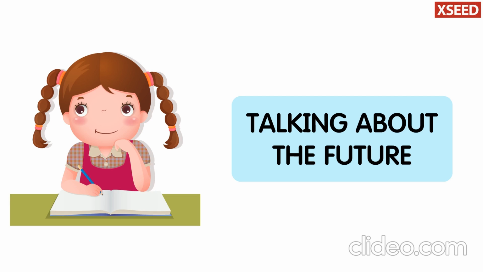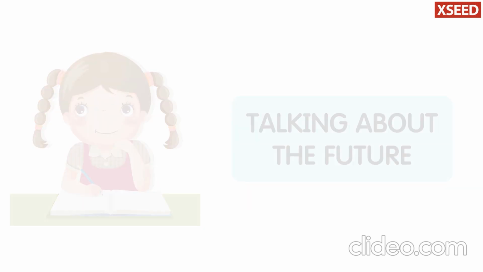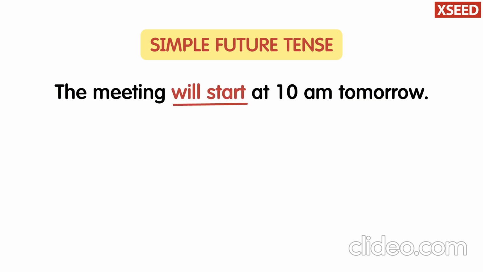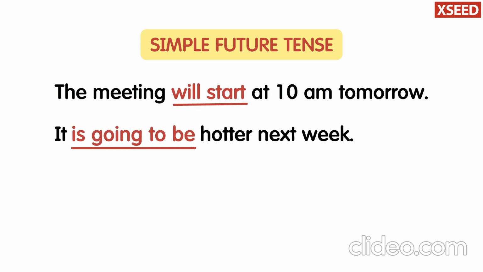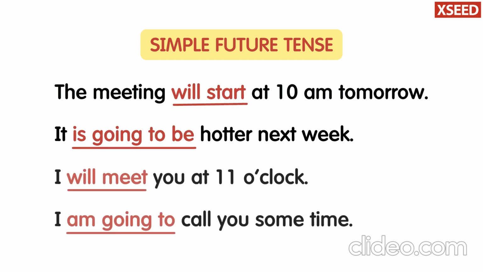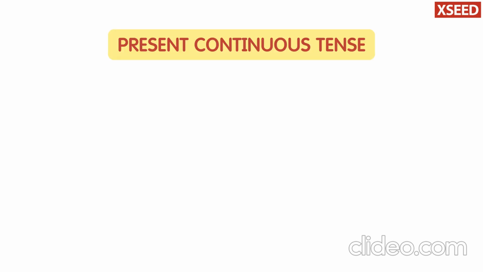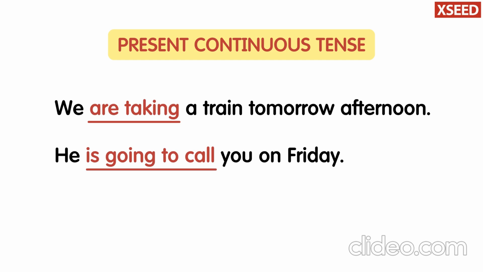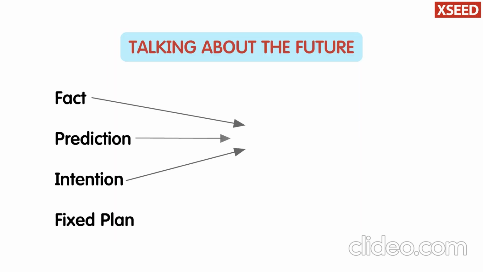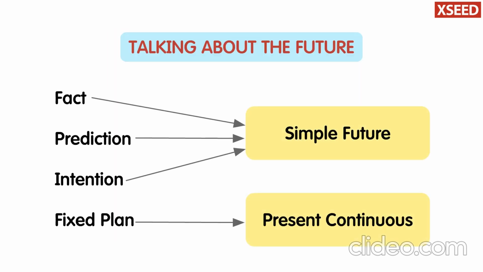We can use the simple future tense or the present continuous tense to talk about the future. We use the simple future tense to state a fact, make a prediction, or share an intention. But to talk about fixed plans in the future, we use the present continuous tense. We use different future tense constructions to talk about the future.